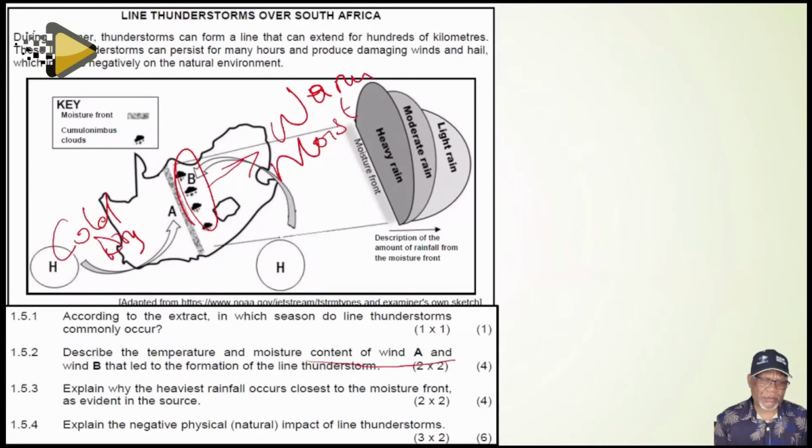Even if somebody stays closer to a heater and somebody moves further away from the heater, which of the two people will experience higher temperatures? The one who is closer. And why are we going to have rainfall closer to the moisture front? Because that is where condensation is taking place. That is where there is a high level of condensation. That is where we have more moisture.